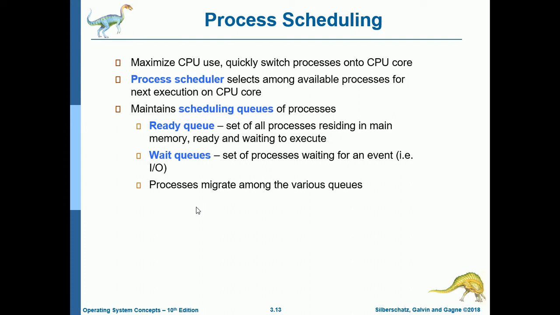We have the ready queue. The ready queue is the set of all processes residing in main memory, ready and waiting to execute. And then we have wait queues, the set of processes waiting for an event such as input or output. And then processes migrate among the various queues.